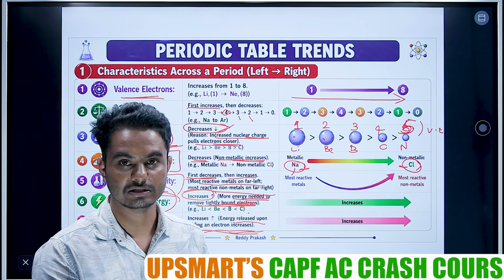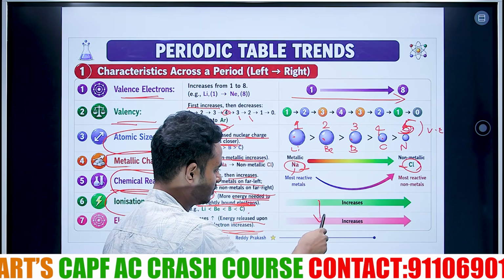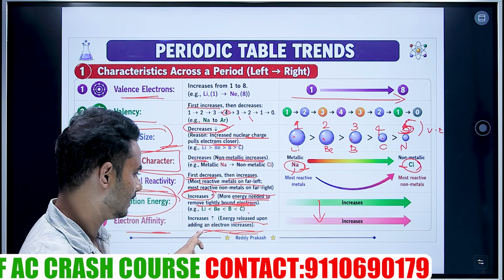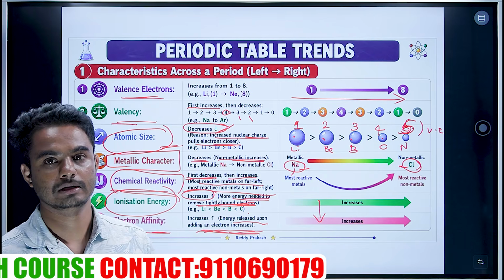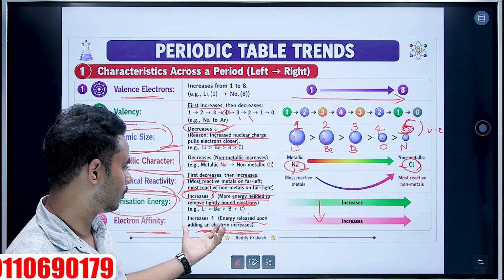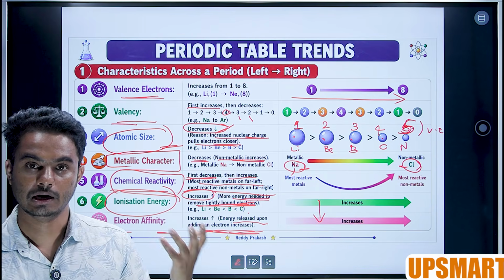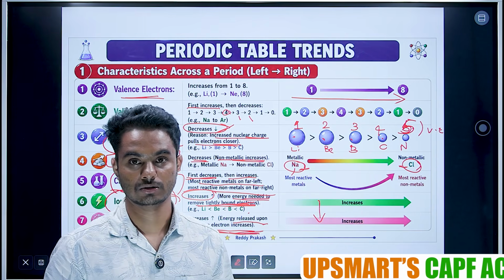Now how much energy is released? It is similar to this. Energy released upon adding an electron increases. The definition is the energy released upon adding an electron. That is called electron affinity, and it will obviously increase.